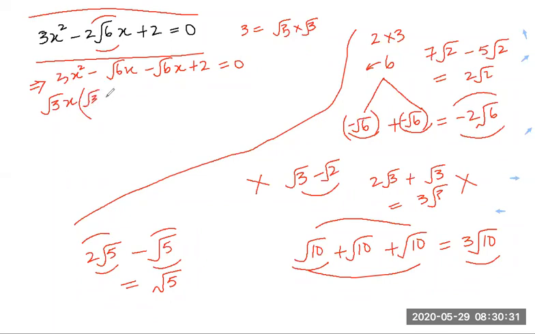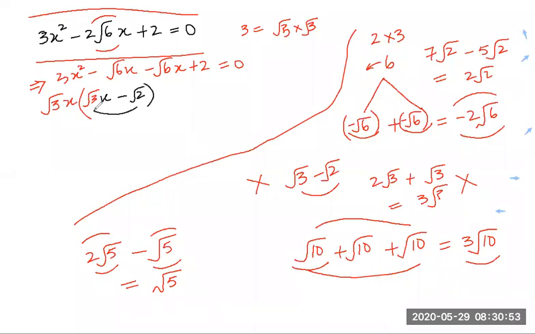What will you get inside? Tell me. x minus under root 2. Under root 3x, and dividing under root 6 by under root 3, you get under root 2. Am I right?